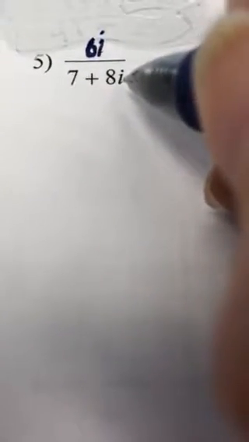Okay, we've seen these before, where we have a complex number on the denominator, and this is just an imaginary 6i on the top. All right, so with the complex number on the bottom, we've got to get the i off the denominator. It's not allowed to stay there. It is breaking all the rules being in the denominator.